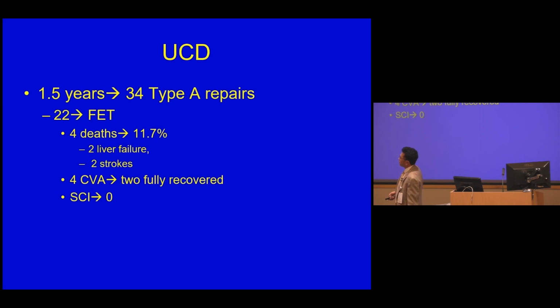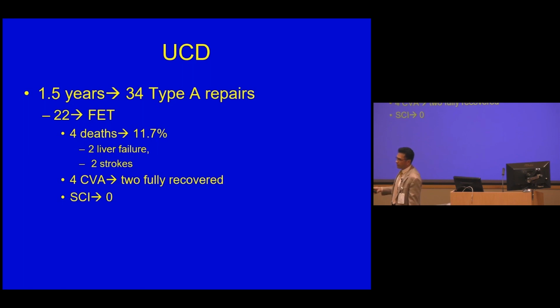This is our data, or at least from what I gleaned so far, and since I've been here, in 1.5 years, we've done 34 type A dissections. I think there were a few stragglers because of the way the nurses named them, but actually the numbers are between 34 and 37. 22 of them were done with the frozen elephant trunk. All 4 of the cardiac surgeons are now doing them that way. We've had 4 deaths. That's an 11.7% mortality, which is pretty similar to what the IRAD data and what everybody else is doing. 2 of those deaths were due to acute liver failure.